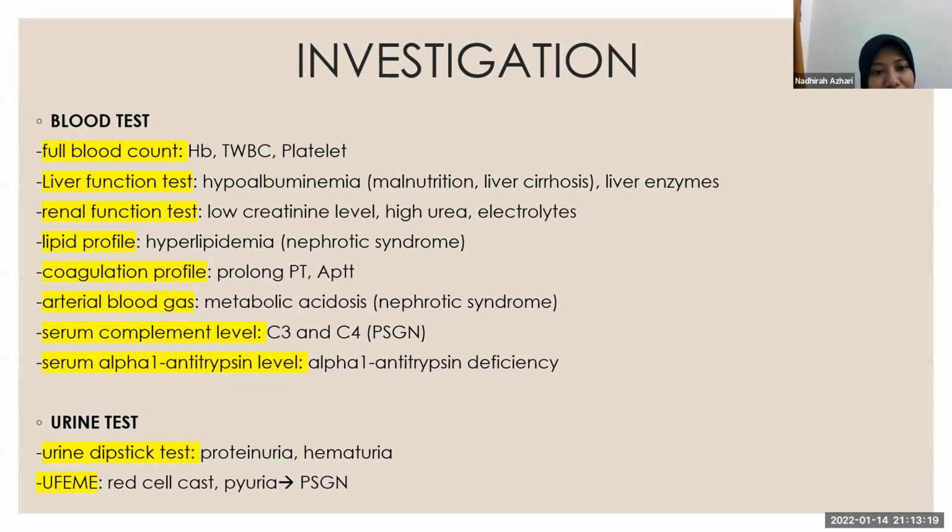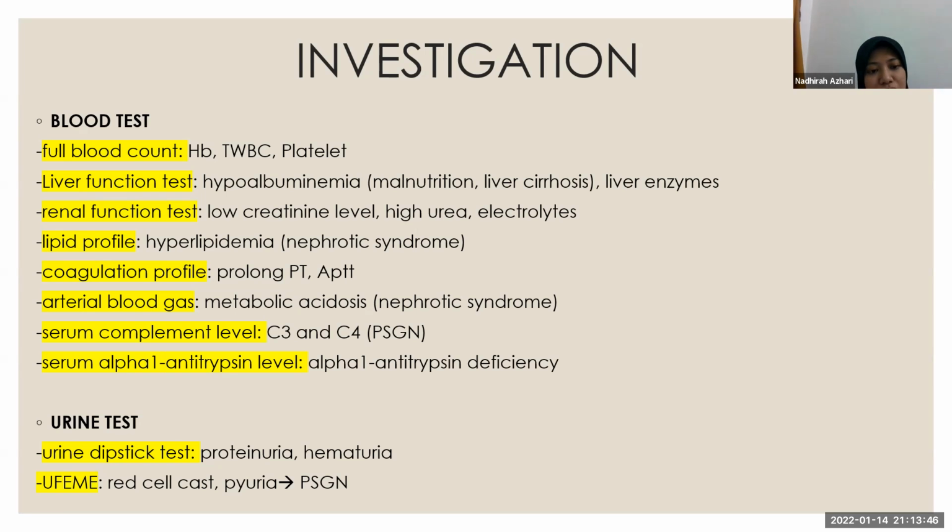And then for the renal function test, check the creatinine level, urea, and also electrolytes. And then we need to do a lipid profile in case of nephrotic syndrome, where the patient might have hyperlipidemia. And then coagulation profile, look for the PT and APTT, and ABG, because nephrotic syndrome can also have metabolic acidosis.